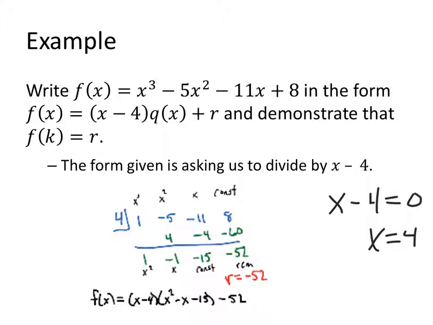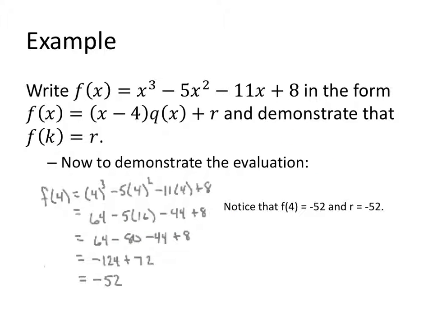Now, this first part of the question is finished. We need to demonstrate that f of k is equal to r. Well, f of k, our k value was 4. That's what we were dividing by using synthetic division. So if I evaluate this polynomial at 4, I'll have 4 cubed, which is 64, minus 5 times 4 squared, so that's minus 5 times 16, minus 11 times 4, which is negative 44, plus 8.